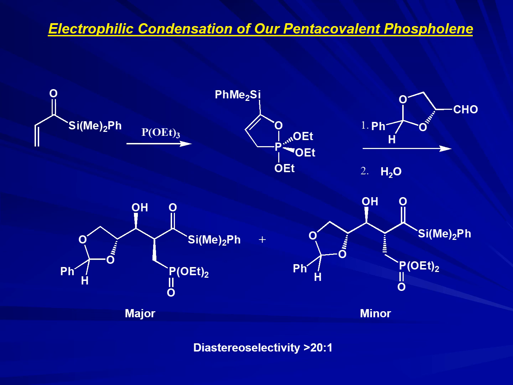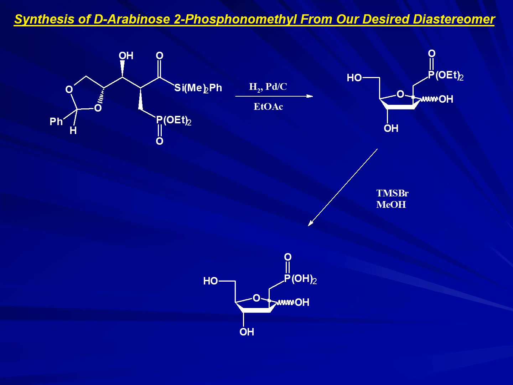We take our major product and we can go ahead then and expose it to hydrogenation, followed by TMS bromide and methanol to yield our desired D-arabinose 2-phosphonyl-methyl derivative. By putting this derivative, which we now have the carbon-phosphorus bond, which is non-hydrolyzable, into the biological system, we believe we can inhibit the KDO pathway and therefore kill the bacteria.